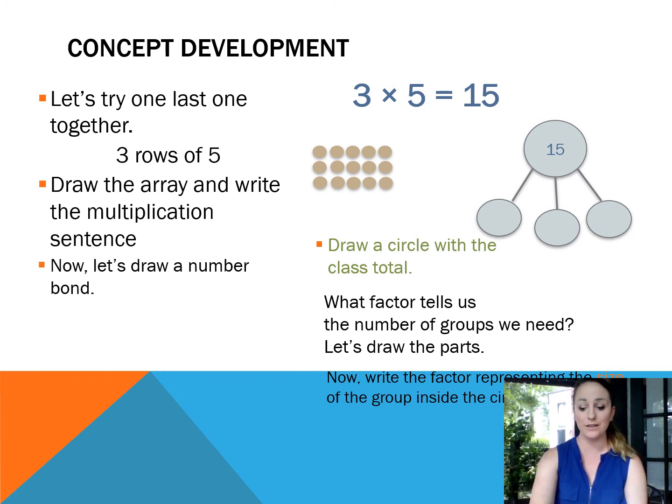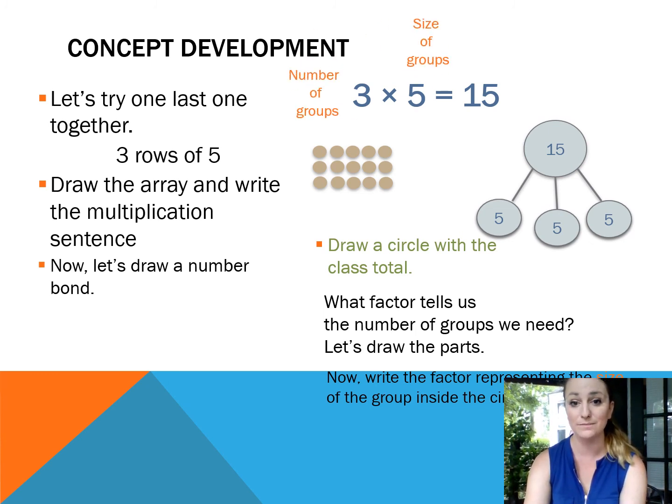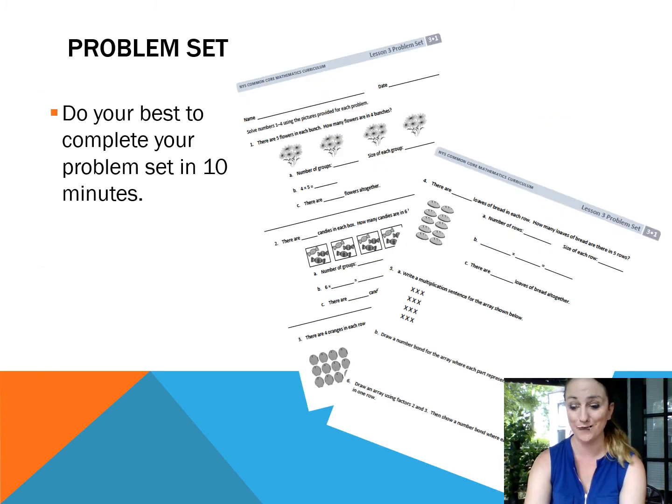The size of each row is 5. So I'm going to write the factor 5 inside of our number bond's groups to show that that is the size of each group. Don't forget our get. 3 groups times 5 in each equals 15.